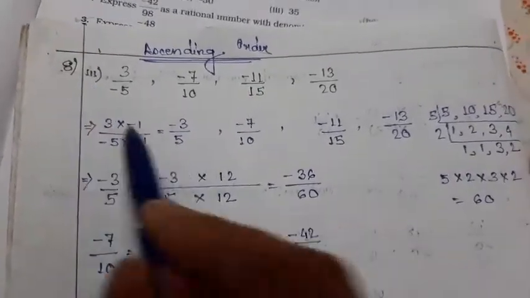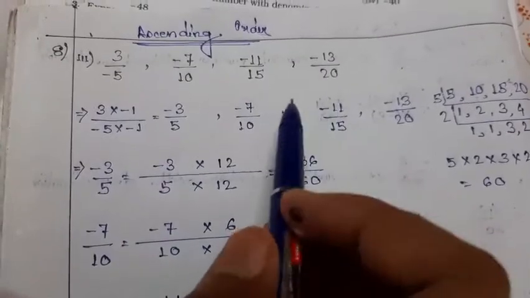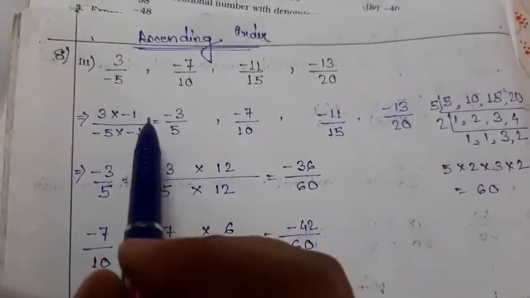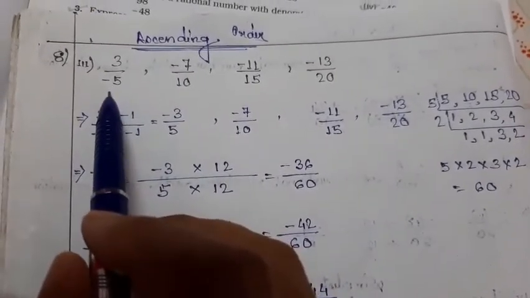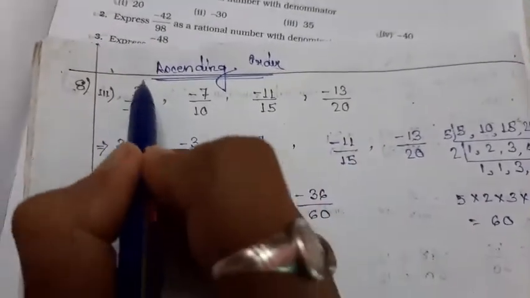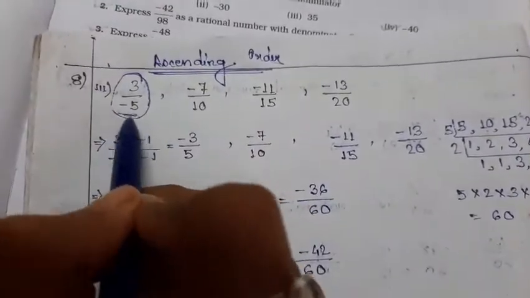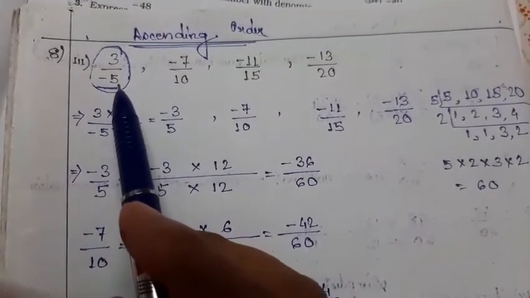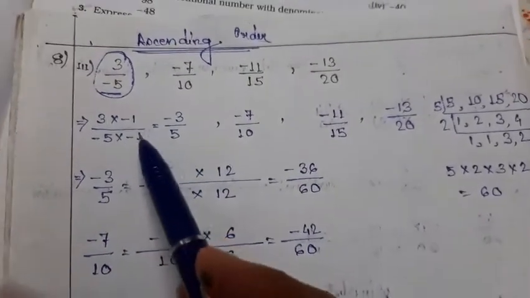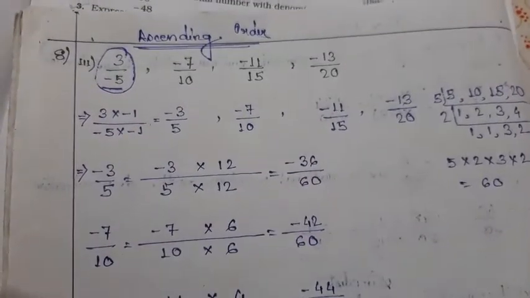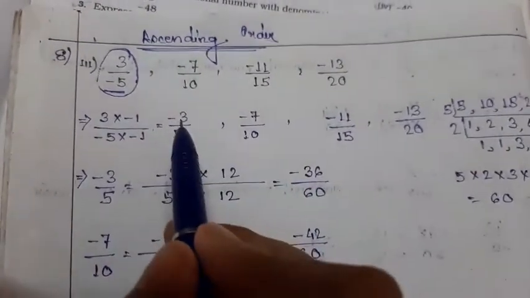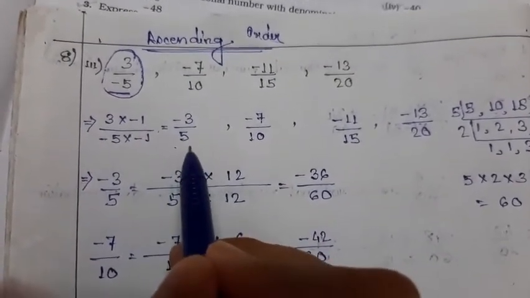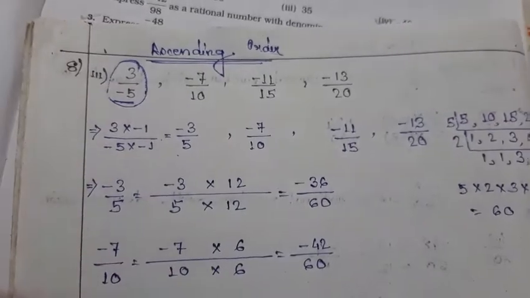Question number 8, Roman 3, there are 4 rational numbers given in the question. At first we have to see in which rational number the denominator is negative. You can see in this rational number the denominator is negative, that is minus 5. So similarly we have to convert the negative denominator into a positive denominator by multiplying by minus 1. I already told you in the previous sum. So by multiplying we get minus 3 by 5, and you can see now the denominator is positive. So now we have no problem to solve the question.